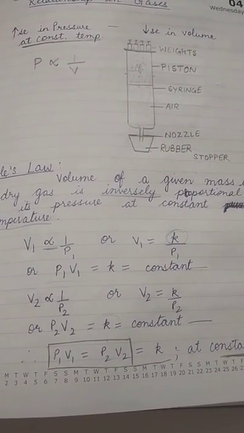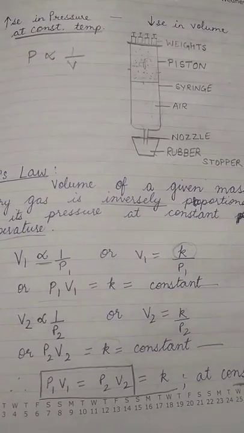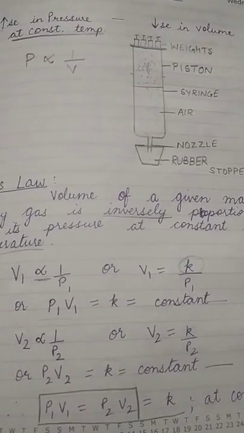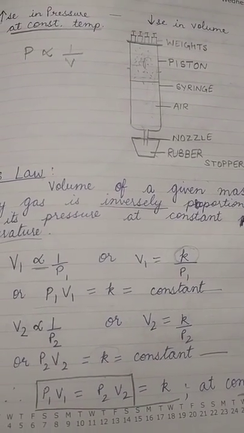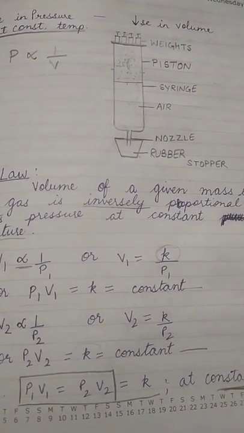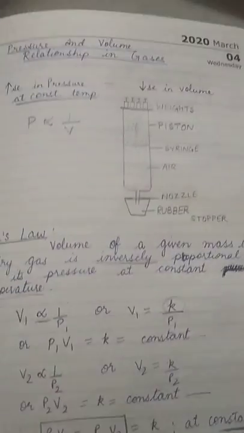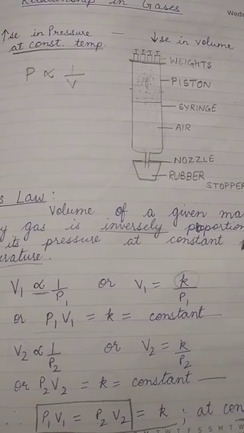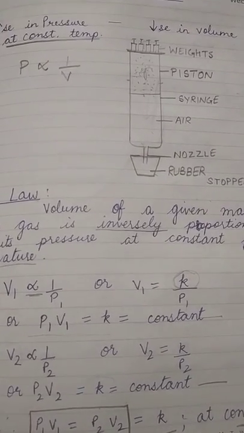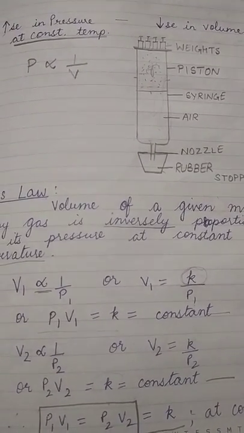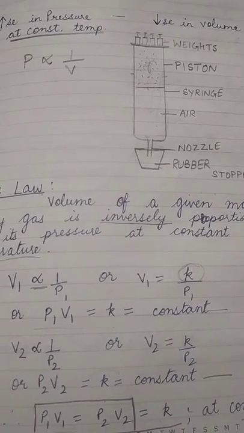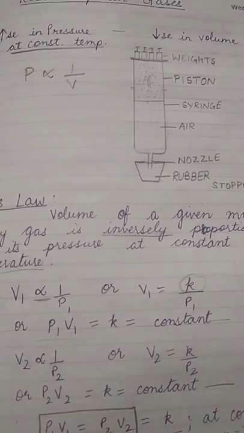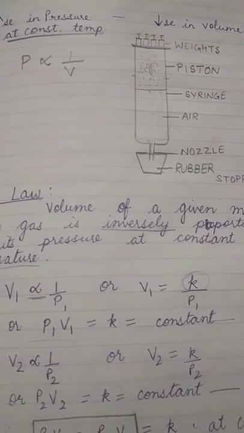I hope you all have watched the last video which was sent to you and must have understood the introduction of the chapter. And we have already studied that the last topic was that if we are keeping the temperature constant, the pressure and volume are inversely proportional to each other. Inversely proportional means if we are increasing the pressure, the volume will be decreased.